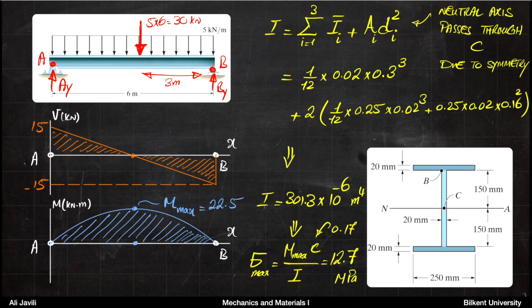Next, you just insert these values into the flexure formula. You know already what is the maximum moment. It's 22.5 kilonewton meter. You know already what is I, moment of inertia, it's here. And C is the maximum distance from the neutral axis, which is 170 millimeters. And that is again 150 plus 20. So that would be a point here with maximum distance, or a point here with maximum distance.